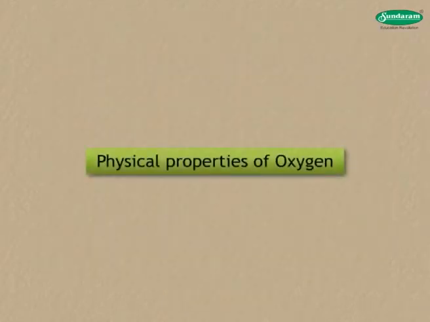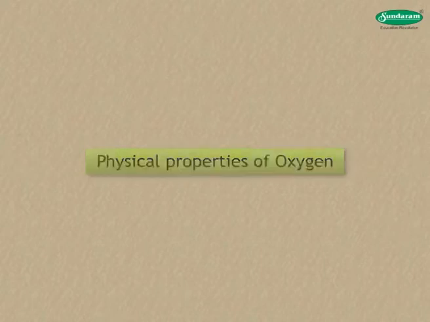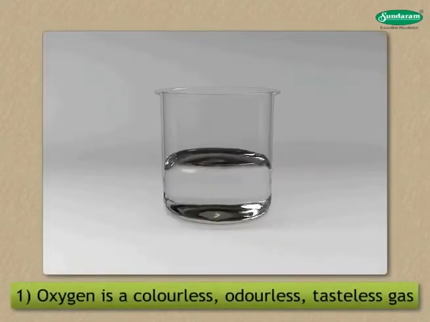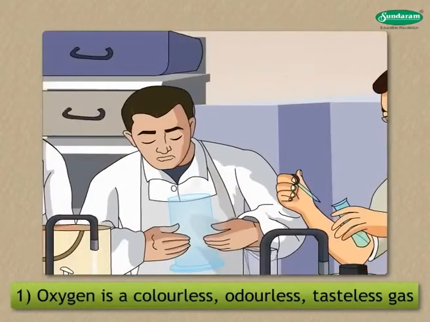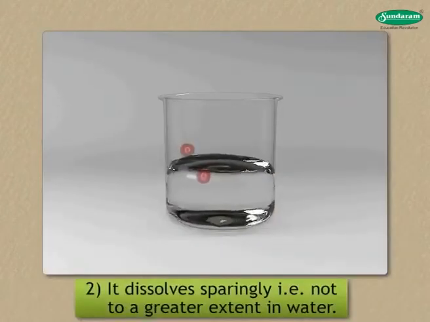The following are the physical properties of oxygen. 1. Oxygen is a colorless, odorless, tasteless gas. 2. It dissolves sparingly, that is, not to a greater extent in water.